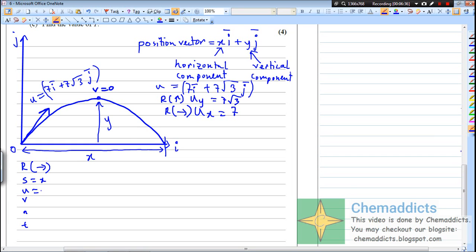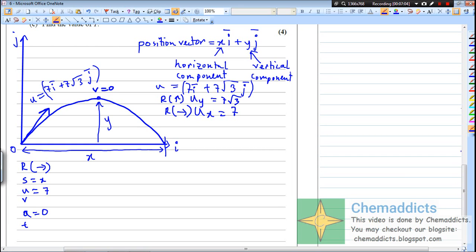U would be the horizontal component of u, which in this case is 7. We don't know about the velocity, and in here there is no acceleration, so this would be 0. Initial velocity and final velocity would be the same.